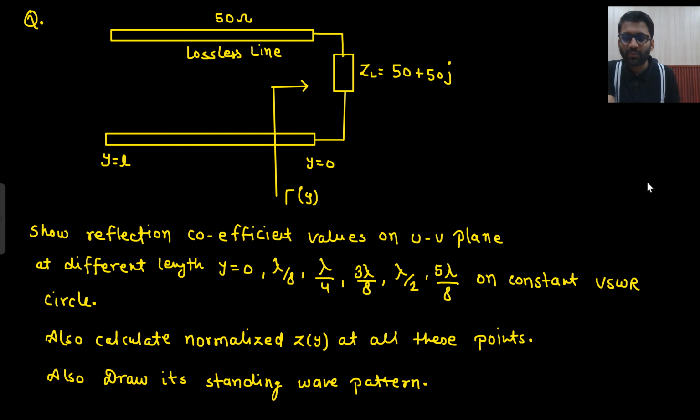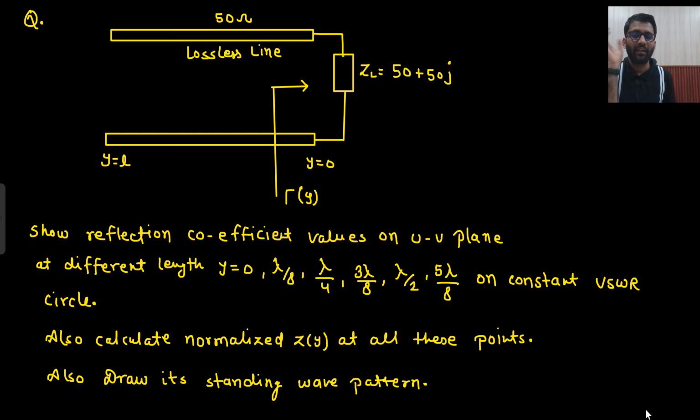So now let's solve this question. These kinds of questions we have already solved in our previous lecture. So why are we solving it again? Because we are going to relate it with the Smith chart and the constant VSWR circle. You can try doing it on your own. First you need to tell me the reflection coefficient at different lengths, and then I need to show it on the constant VSWR circle. Then I need to calculate the normalized impedance at all these points. Also I need to draw the standing wave pattern. So we will make a very interesting conclusion, and then we will relate it with the Smith chart.